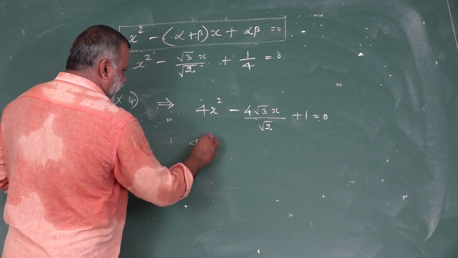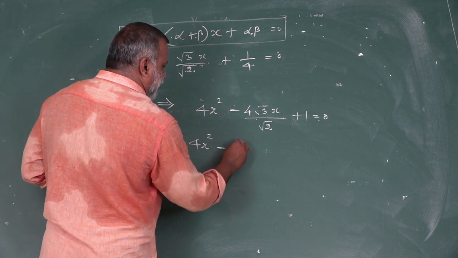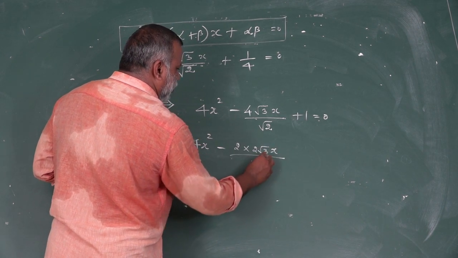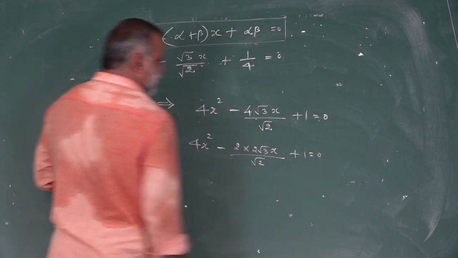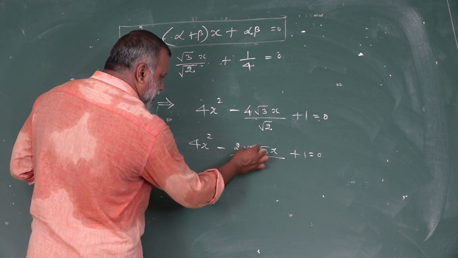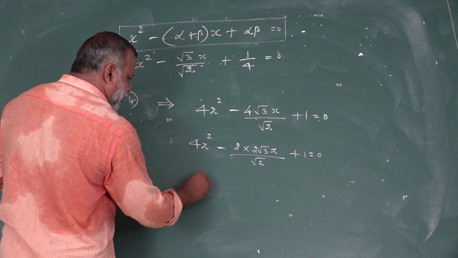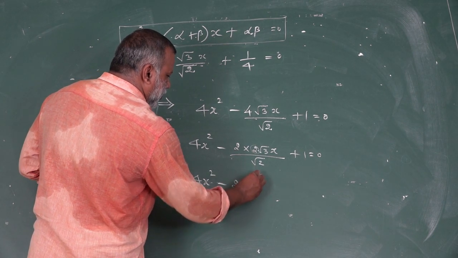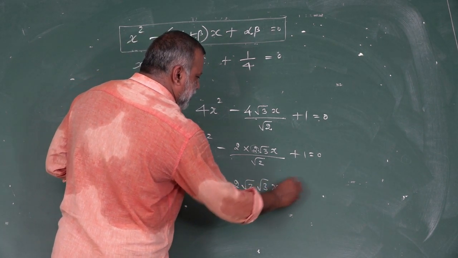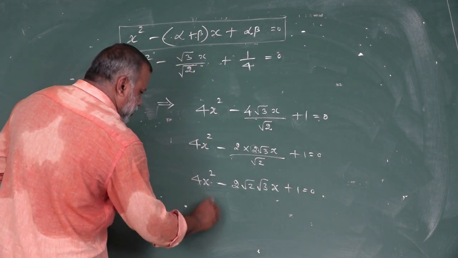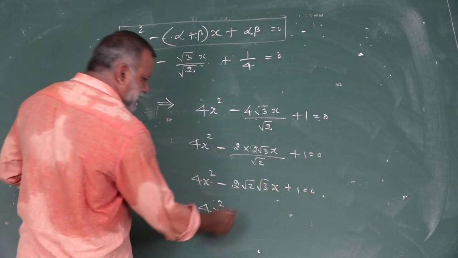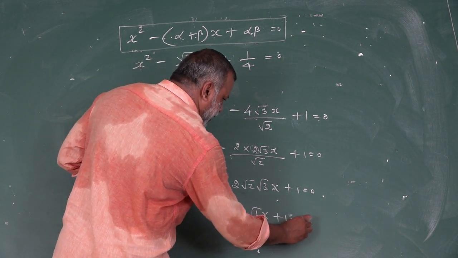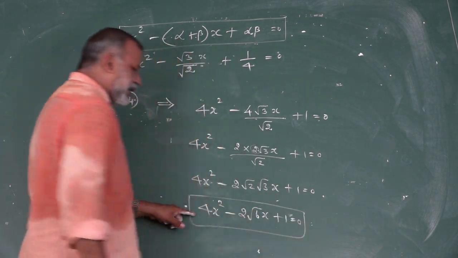Now again it can be simplified. 4x squared, this 4 can be written as 2 into 2 root 3x divided by root 2, again plus 1 equal to 0. Now this root 2 and this 2 will be eliminated. Therefore we can write 4x squared, eliminating these two numbers, we get 2 root 2 into root 3x plus 1 equal to 0. So the final result is 4x squared minus 2 root 6x plus 1 equal to 0. This is the final quadratic equation.